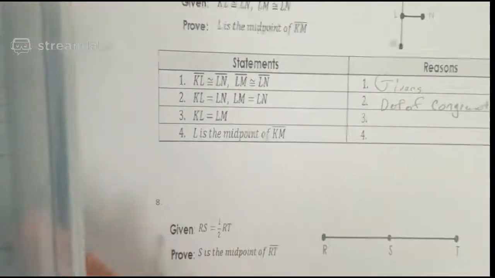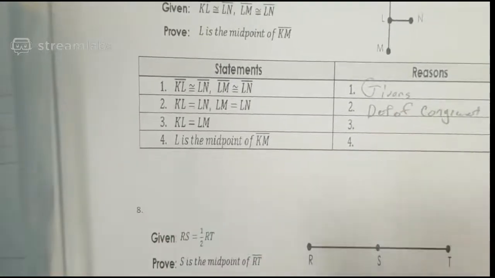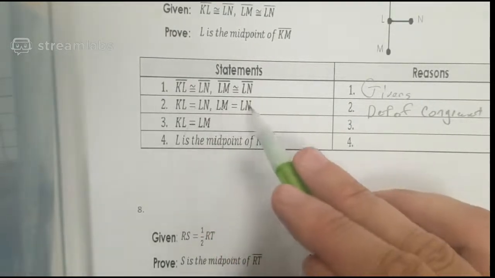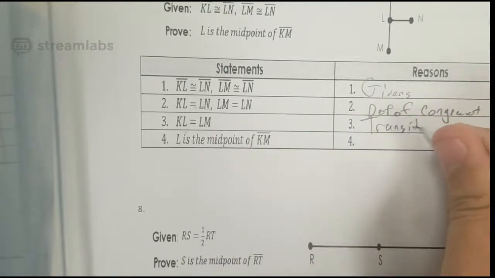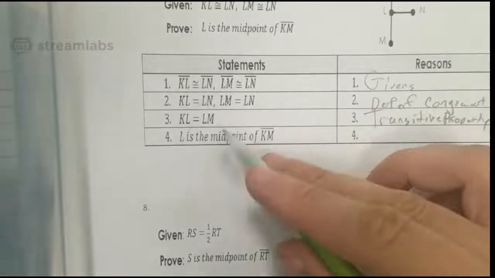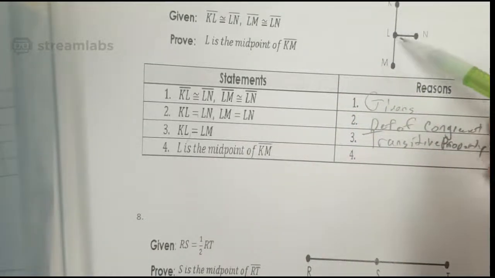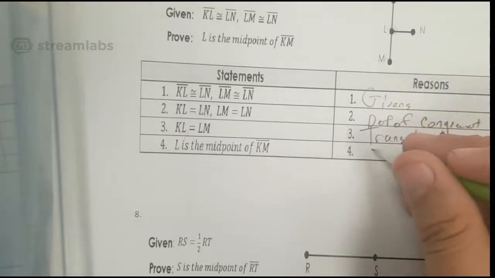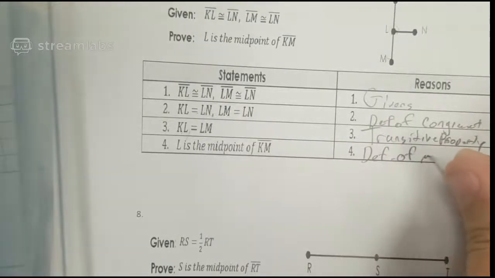Okay, I'm going to try to move it over so you can see more. Okay, next one. Since KL equals LN and LM equals LN, they equal the same thing, so this is transitive property. And then the last one, L is the midpoint of KM. Because these two pieces are the same, and look at the picture, L is in between this. So since they're physically in the middle, it must be exactly in the middle. So we know that because we know the definition of midpoint.